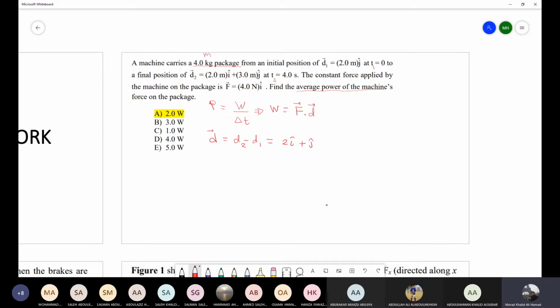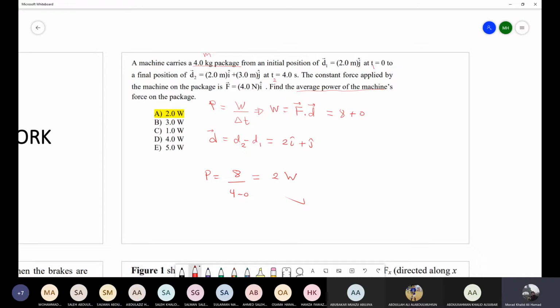I can do the dot product directly. Note that F is only in the I direction. So the work will be F I multiplied by I, which is equal to 4 multiplied by 2, 8 plus 0. Clear? Okay, so the power is equal to 8 divided by T2 minus T1, which is equal to 4 minus 0. Here the answer is equal to what? Is this question clear?